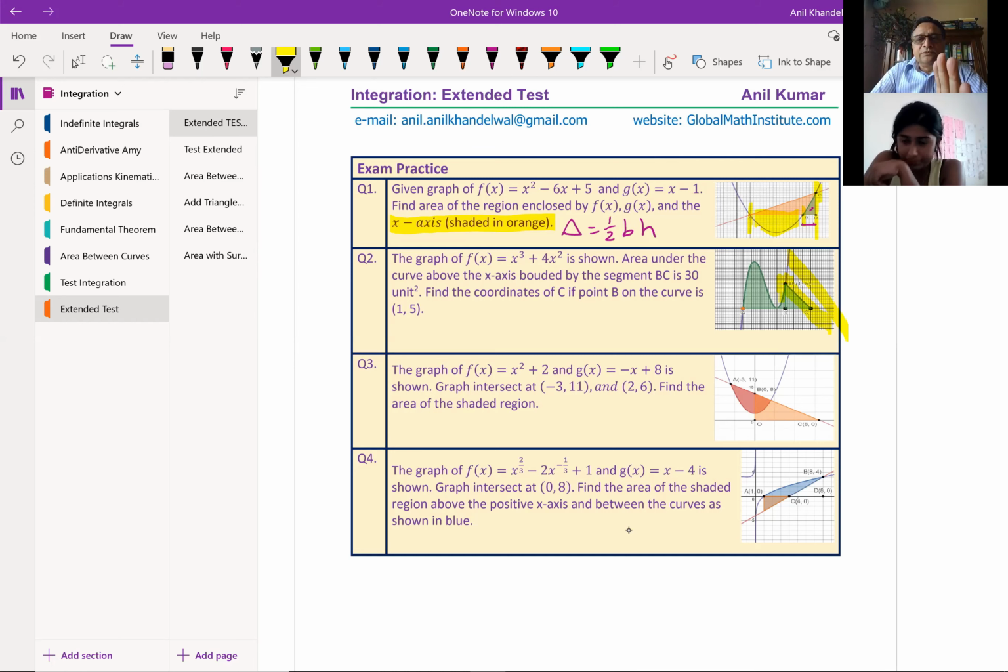However, the strategy is very clear: when you have a question like this, try to break it down into different regions. And if you find a triangle in between, isolate the triangle. Isolate the triangle, find the rest with integration, add or subtract your triangle. Perfect. Every line is perpendicular to the x-axis. It's a half base times height, that's true.